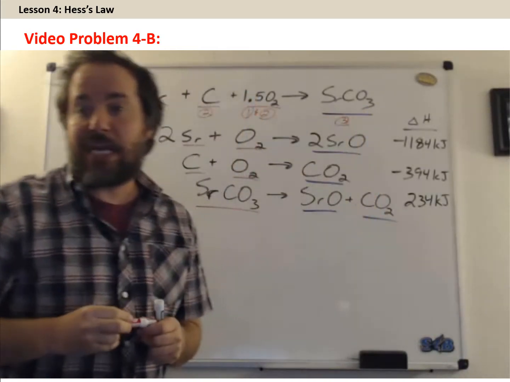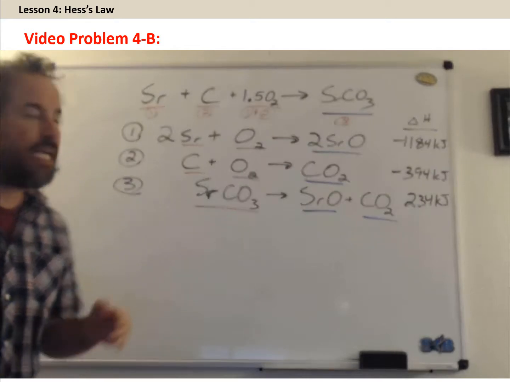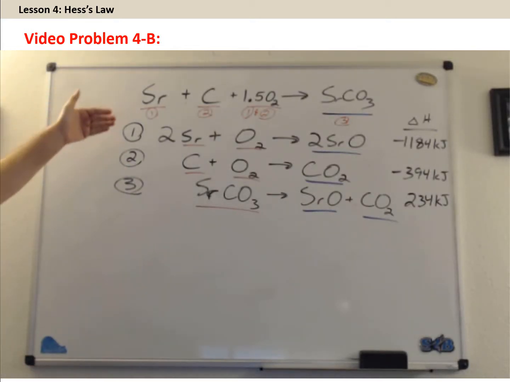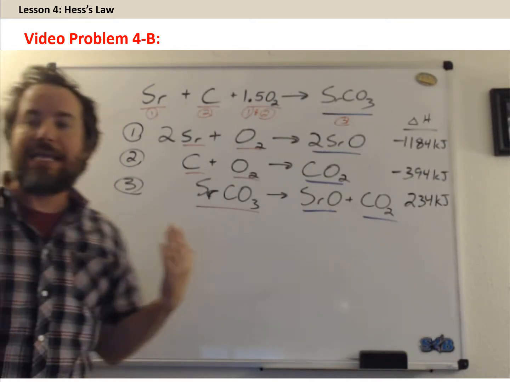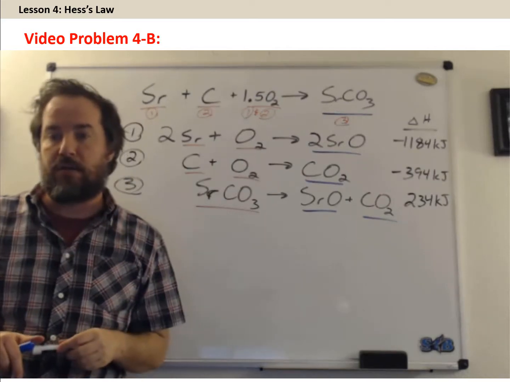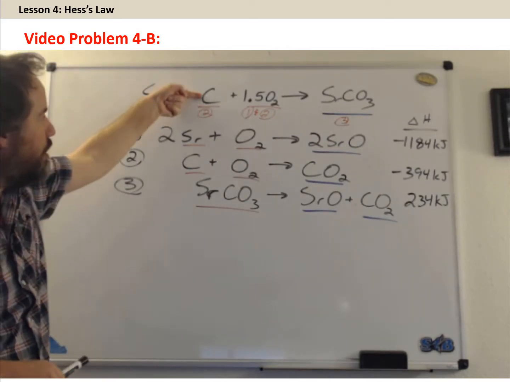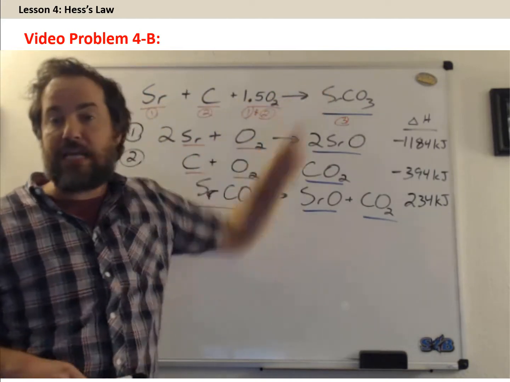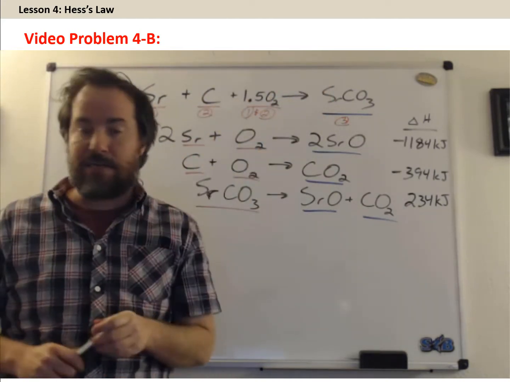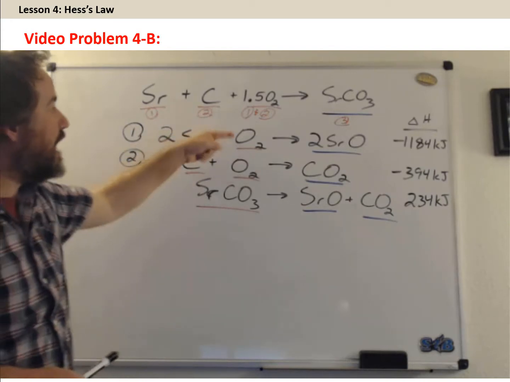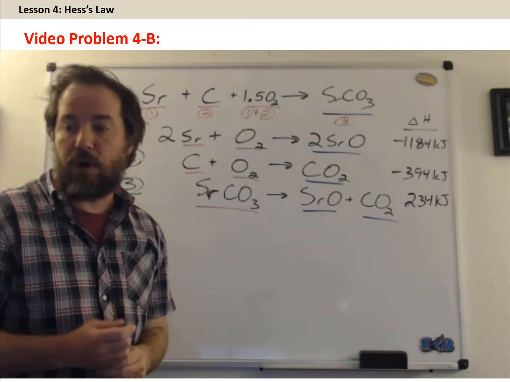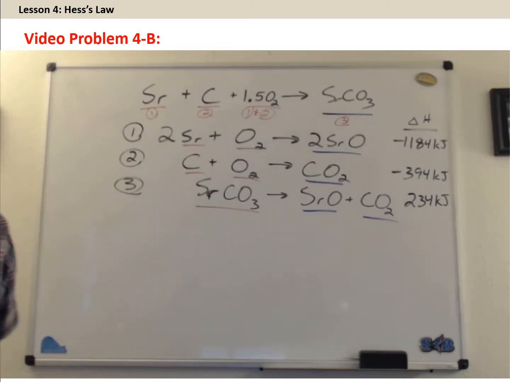So where should I begin? Well, I could begin with equation 1, 2, or 3. Any of those 3, right? If I do number 1, I'm going to try to get strontium. Number 2, I'll get carbon. Number 3, I'll try to get strontium carbonate in the right spot. I'm not going to start by trying to get O2 right, because that's not going to work. Okay, so let's do this.